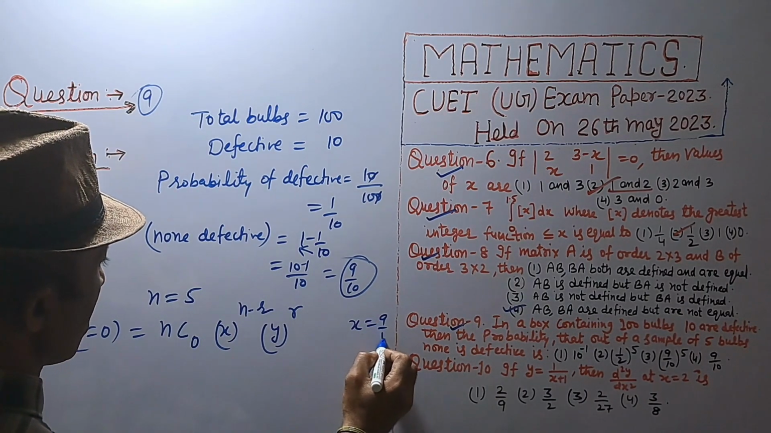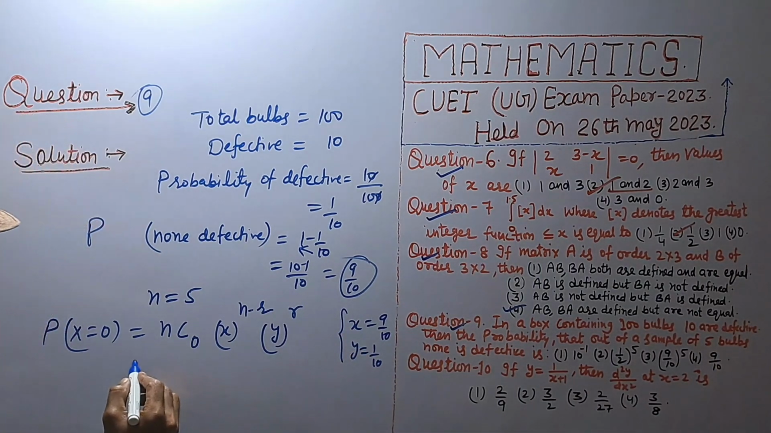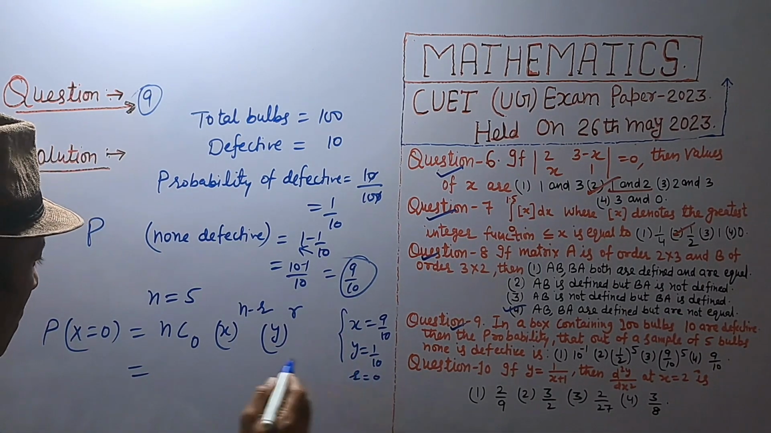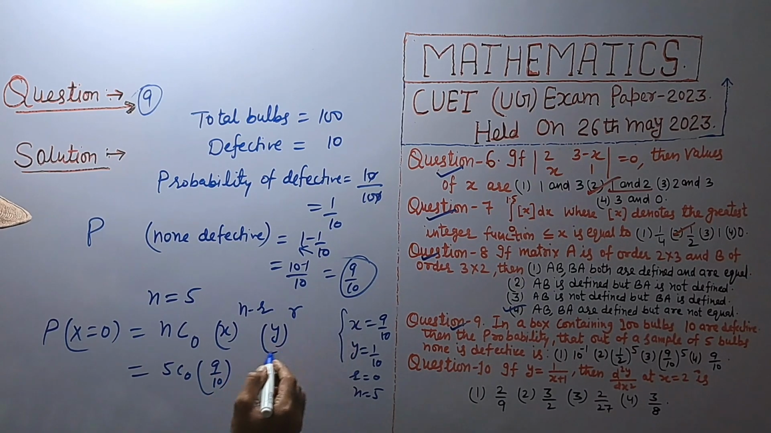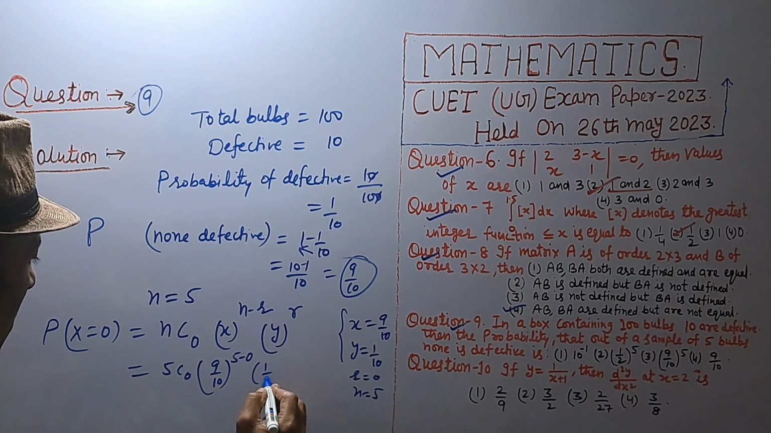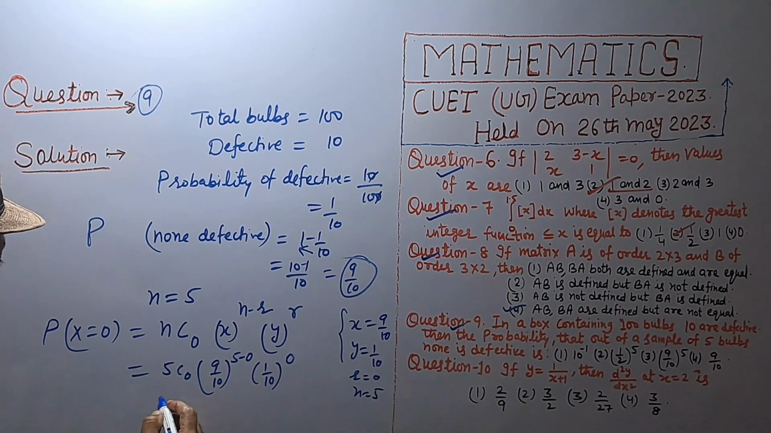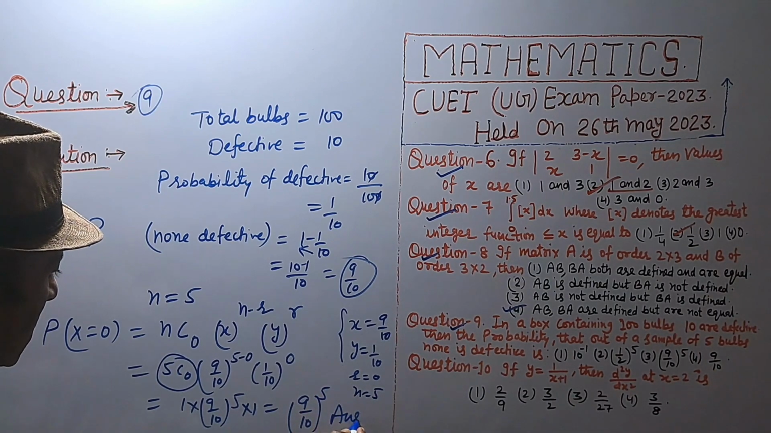x is equal to 9 upon 10, y is equal to 1 upon 10, and r is equal to 0. 5C0, 9 upon 10 raised to power 5 minus 0 and 1 upon 10 raised to power 0. 5C0 is 1, that is 9 upon 10 raised to power 5 into 1 is equal to 9 upon 10 raised to power 5. Answer.